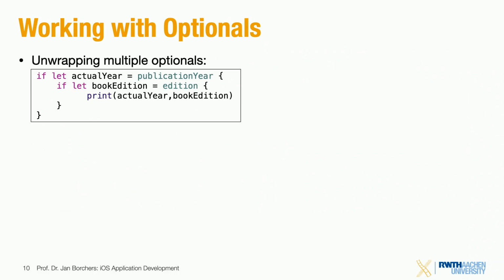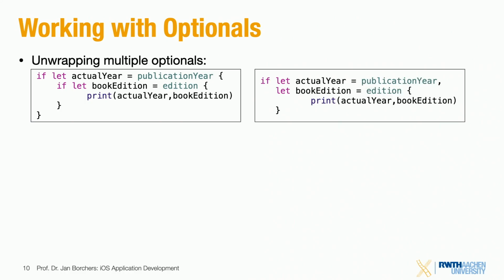For optionals, there are also a couple of handy features that make the interaction with them simpler. One is, if I'm working with multiple optionals, I can do that step by step: have an if-let clause for the year, and then for the book edition, if the edition is also an optional, and then print out the year and the book edition, since they're now both set to the values inside those optionals. But I can also do that in one go.